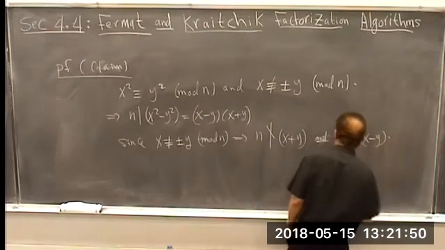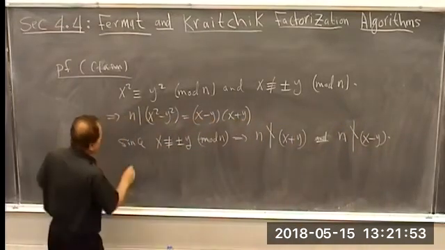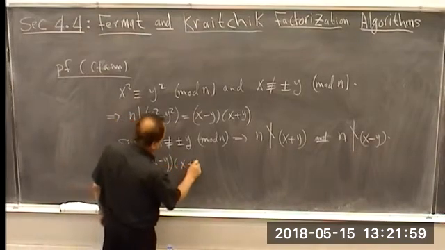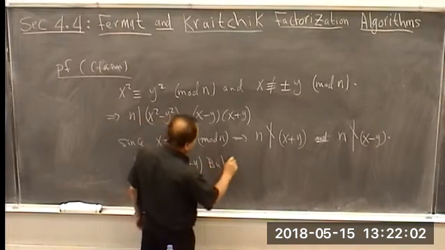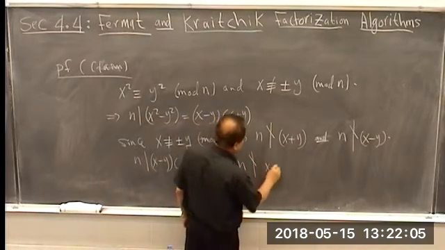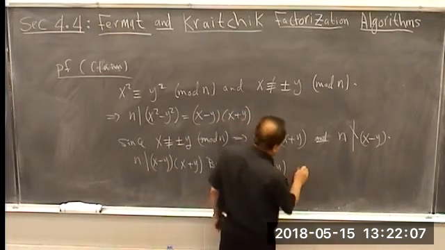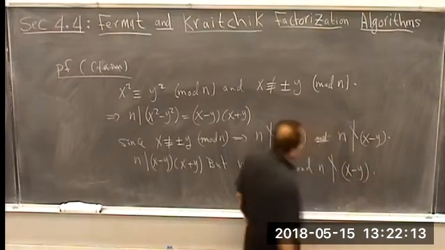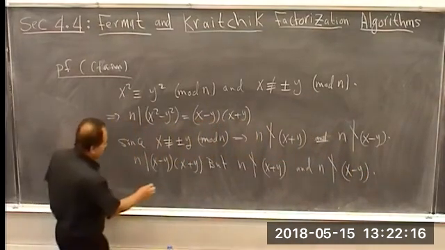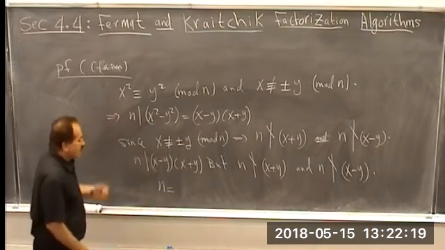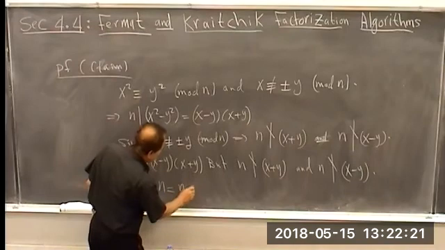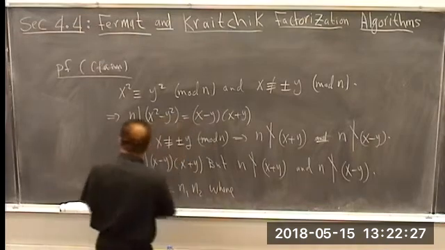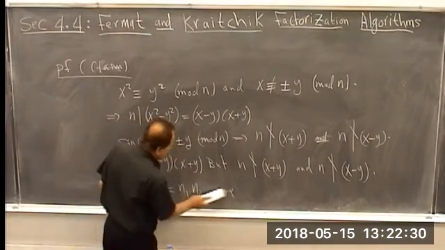So we have now that n divides x minus y times x plus y, but n does not divide x plus y, and n does not divide x minus y. Well, this means that n, which we know is composite, is equal to n1 times n2, where we assume that n1 is bigger than n2.